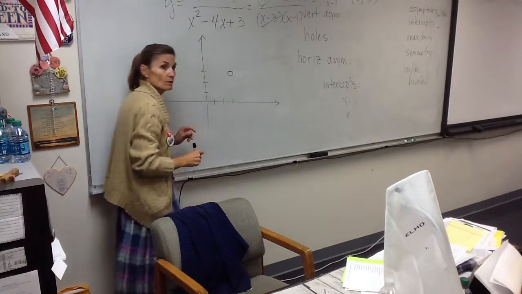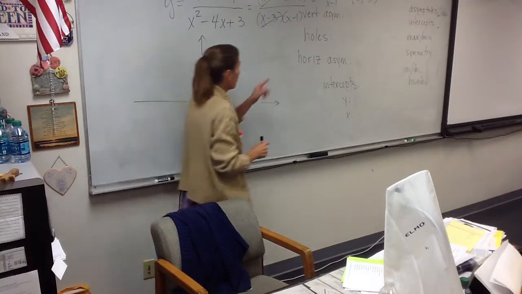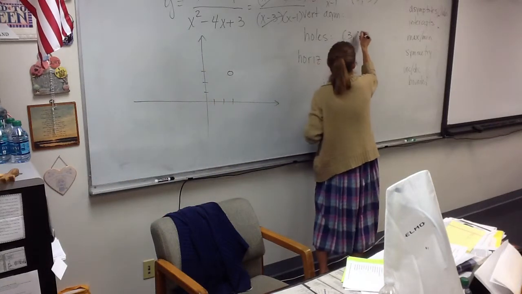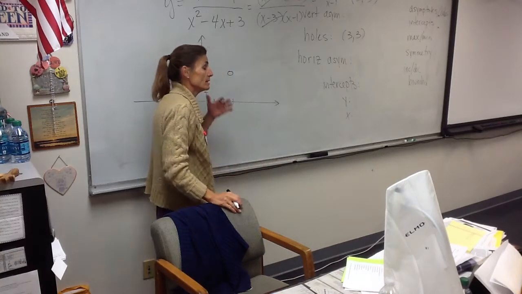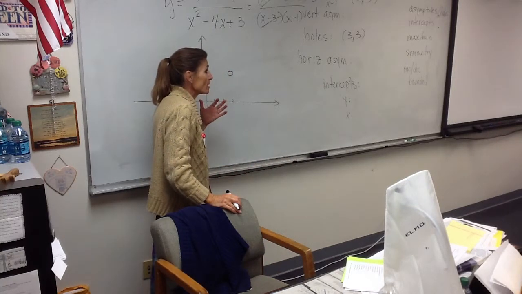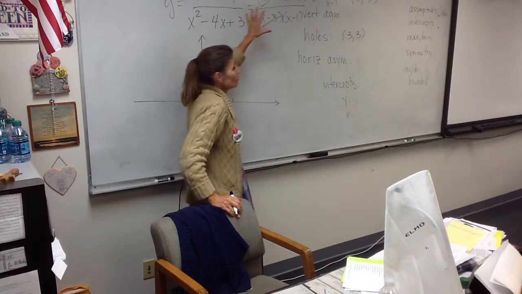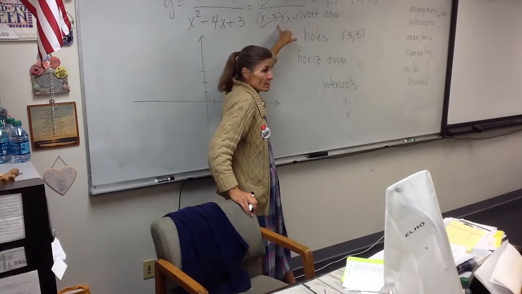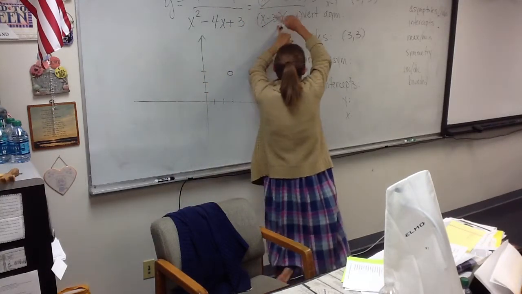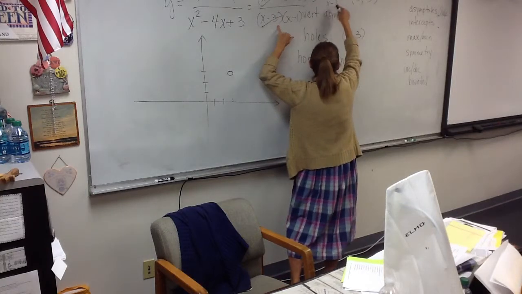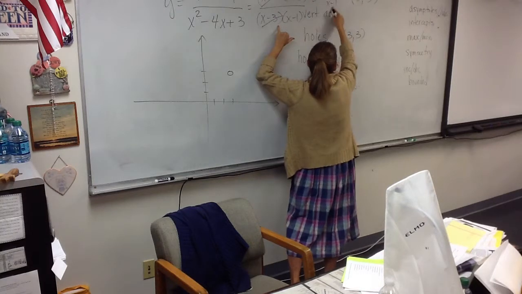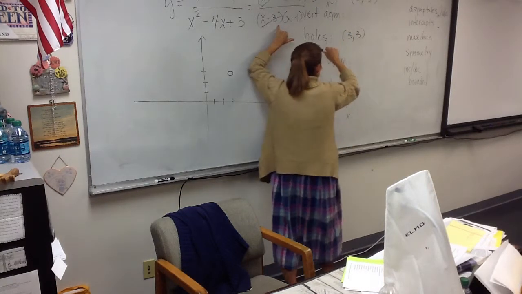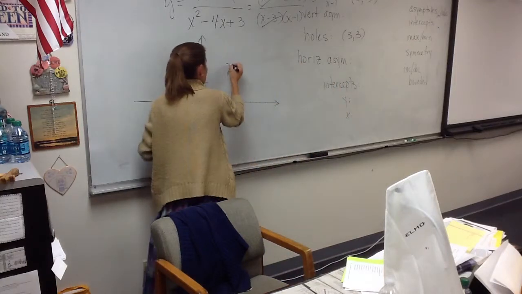It's going to be an open circle. It's going to be a hole. I have a hole at the point 3 comma 3. Now why do I have a hole at 3 comma 3? Listen, pay attention. I have a hole there because in the original problem, x couldn't be 3. But once I canceled, now x can be 3. So I plugged 3 in, happened to get 3 out, so I have a hole at the point 3 comma 3.